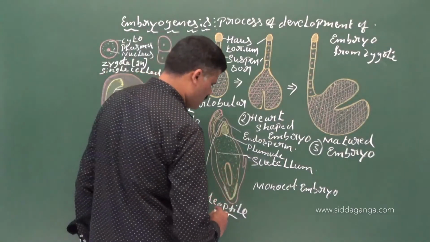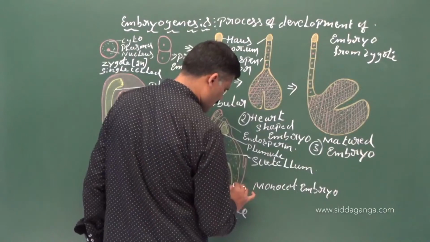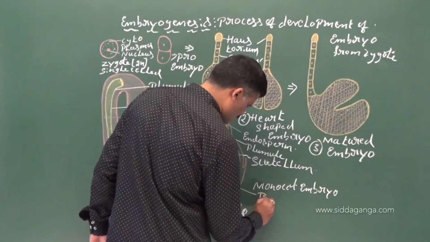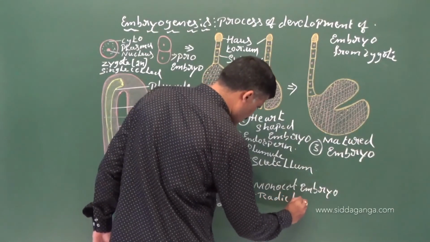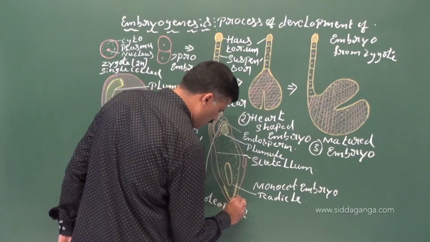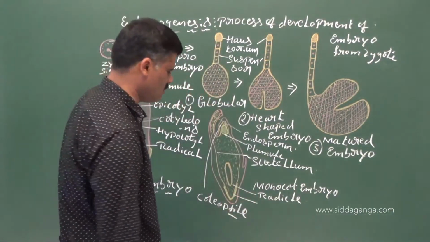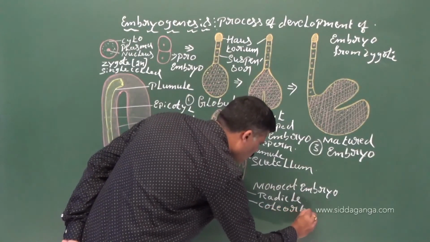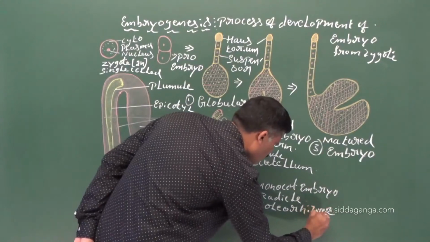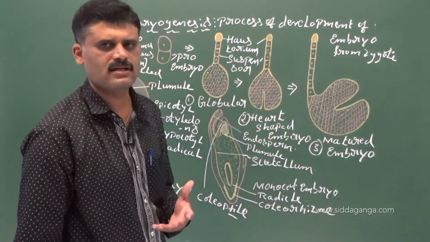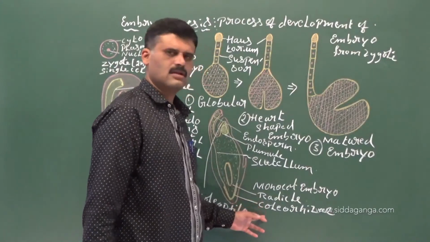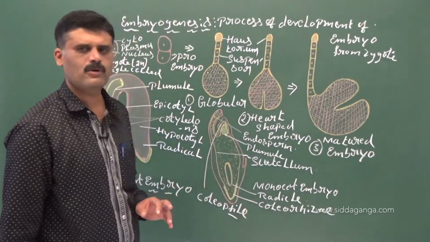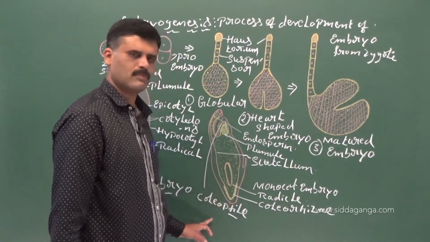Then the lower part of the embryonic axis is called radicle. Radicle is protected by a protective sheath called coleorhiza. Radicle is covered by the protective sheath called coleorhiza. Then plumule is covered by the protective sheath called coleoptile.